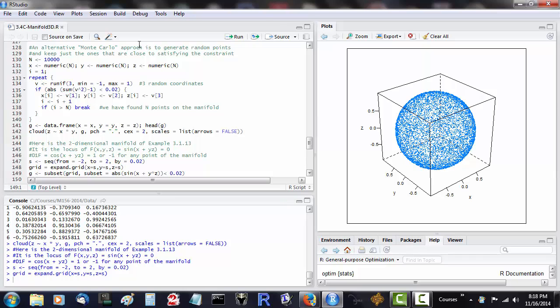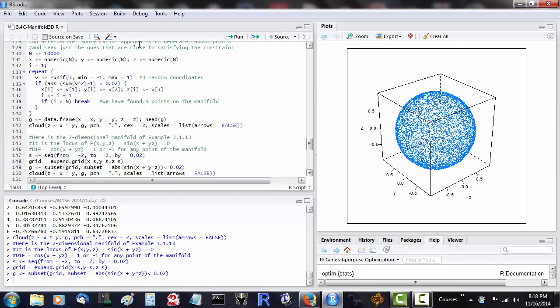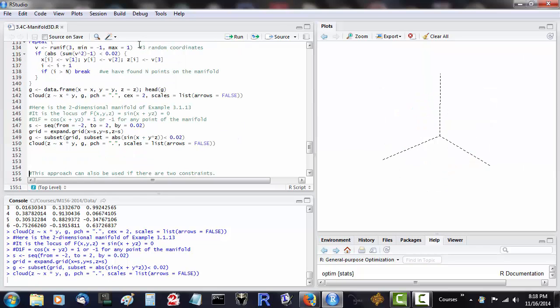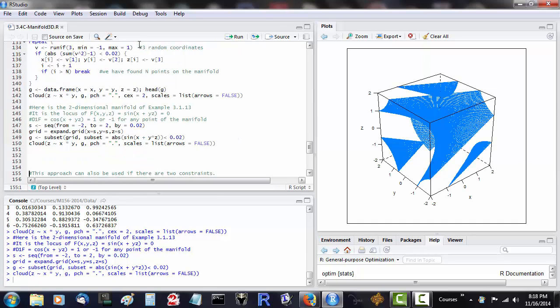I'll do exactly the same thing, set up a uniform grid of points, and now select the ones that lie on this manifold. The red light went on briefly. As soon as it goes off, I can use Cloud, and for what it's worth, there's a depiction of what subset of R3 we've got.